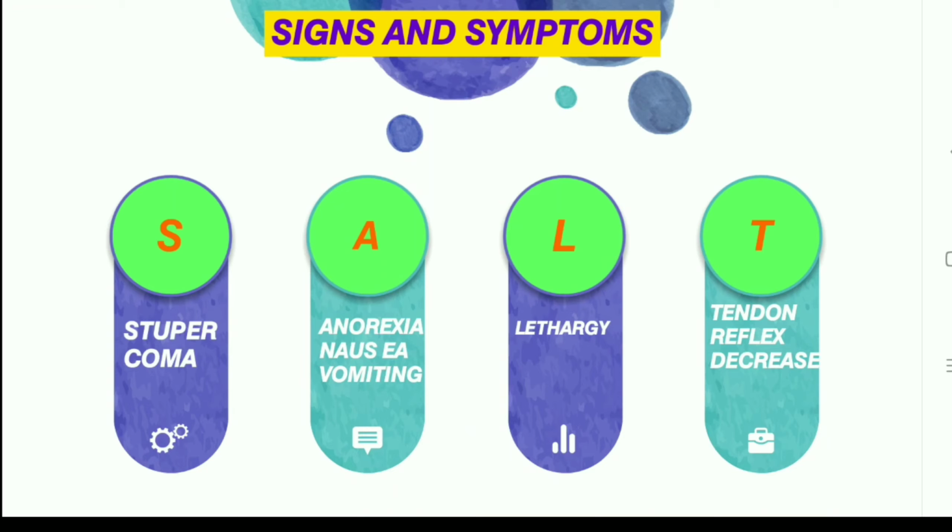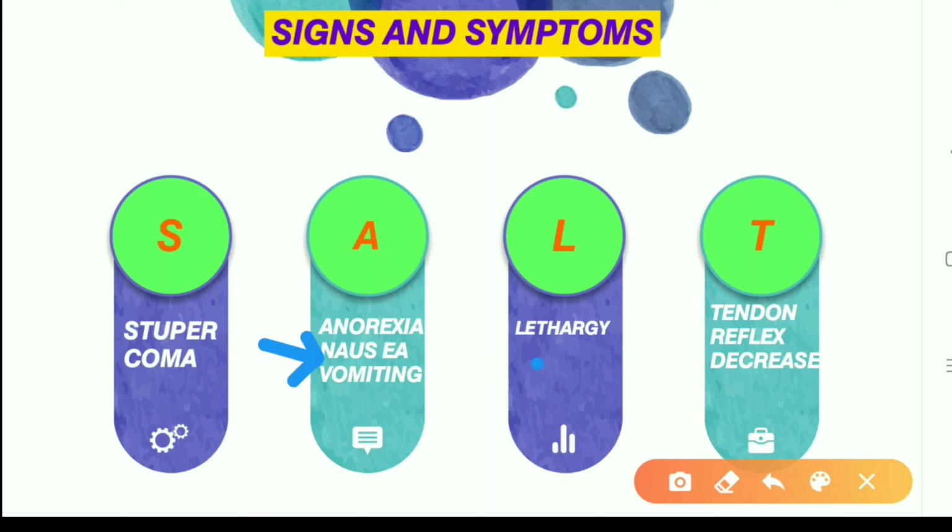SALT. S for stupor and coma. A for anorexia, nausea and vomiting. Stupor and coma: the patient will be in a coma stage, maybe a sign of hyponatremia. Anorexia, nausea and vomiting: if a patient has hyponatremia, it can lead to anorexia, nausea, and vomiting. What is anorexia? Anorexia is loss of appetite. Nausea is the sensation of vomiting, and vomiting can also occur.